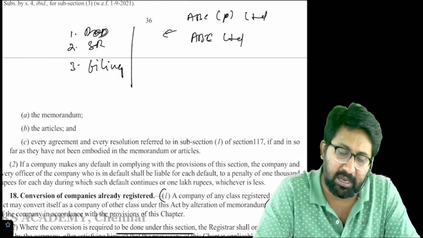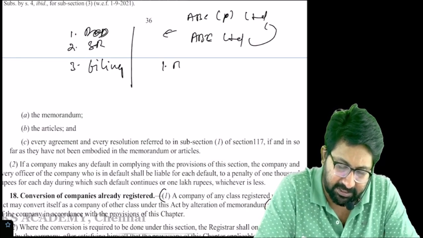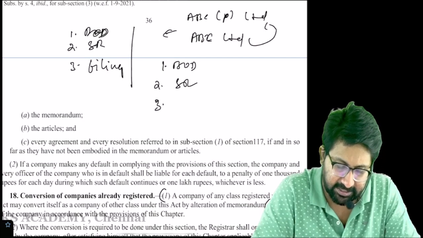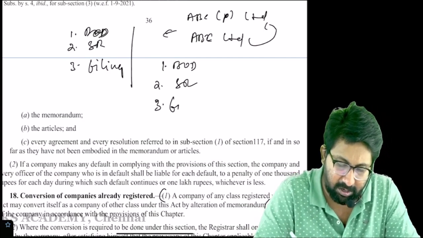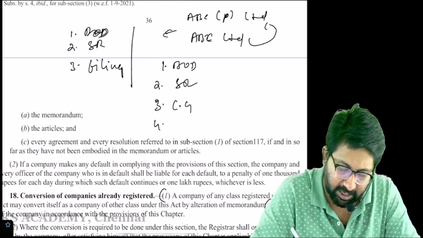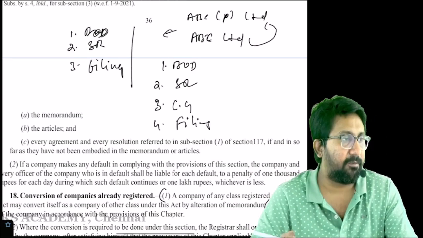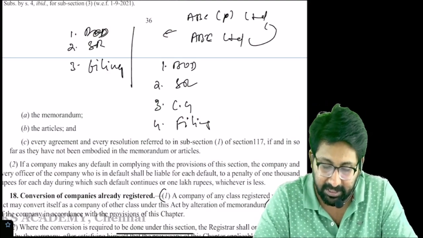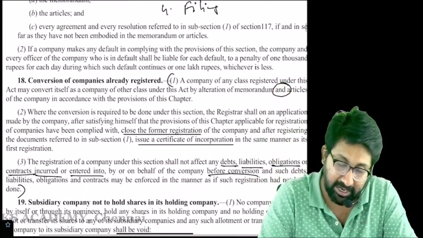If it is a conversion of a public to a private company, first the board of directors, next the shareholders' special resolution, and along with this, central government approval is also required. Next stage, filing will start. All these are common, or not? Yes, along with this, this section will also get attracted.